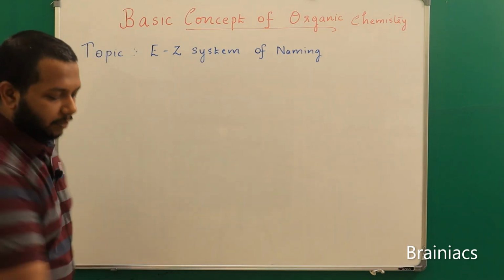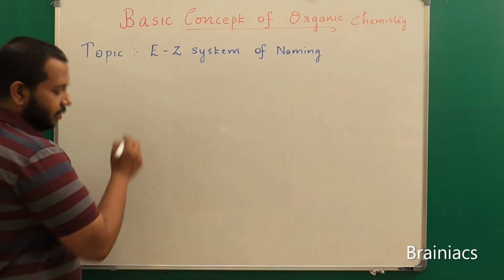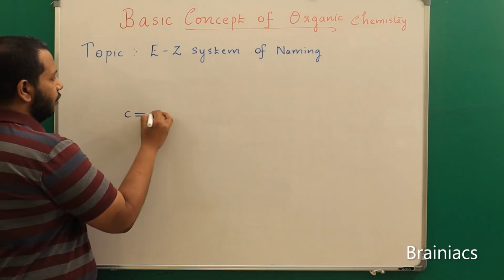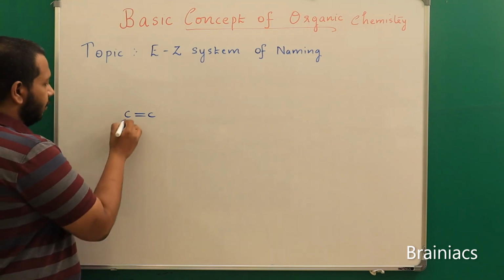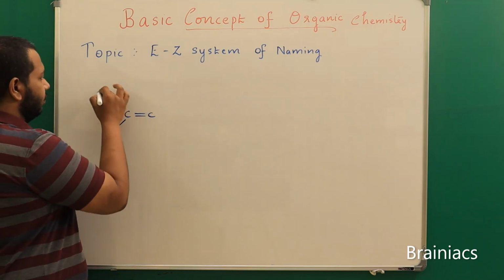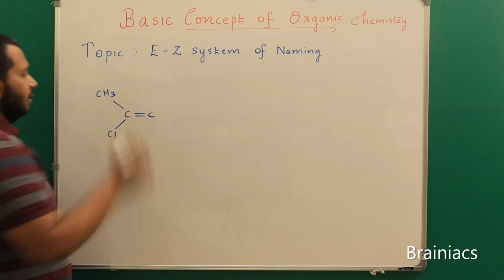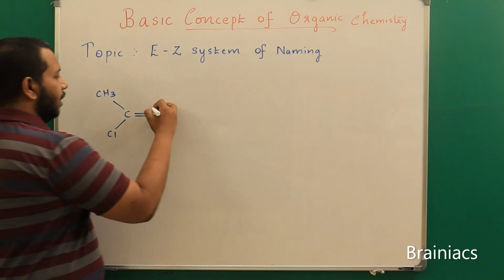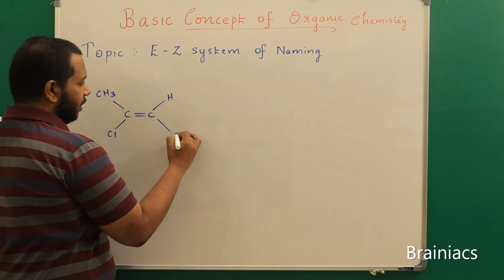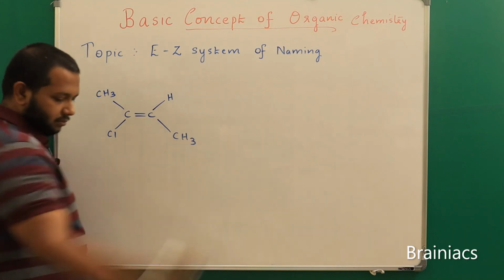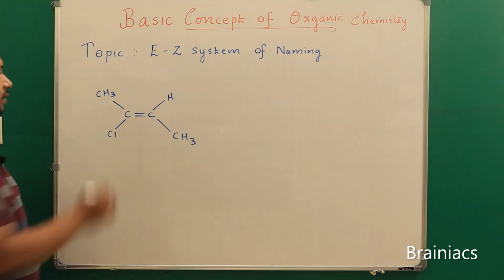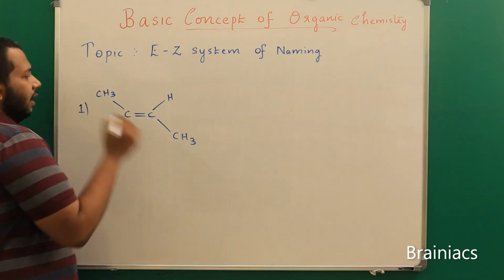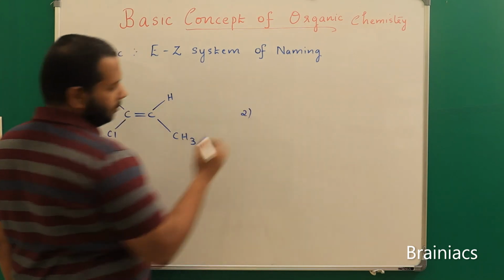Okay, so let me write one example and you need to do it. First one: C double bond C. Into this you have chlorine connected, into this you have CH3 connected, correct? And into this you have hydrogen connected, and into this you have CH3 connected, correct? This is the first question for you, do it. And you have the second question here.